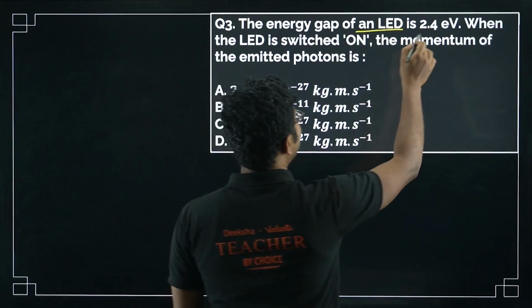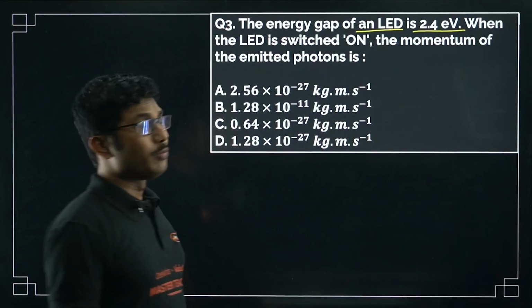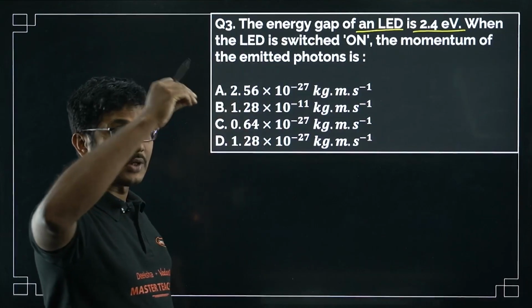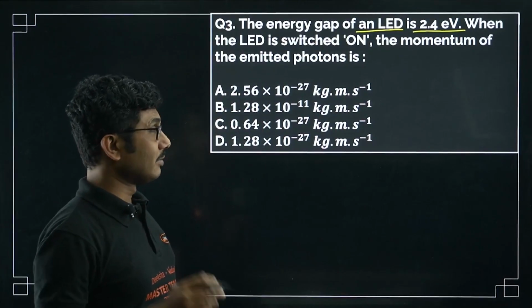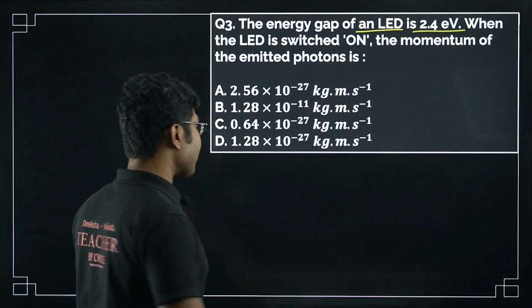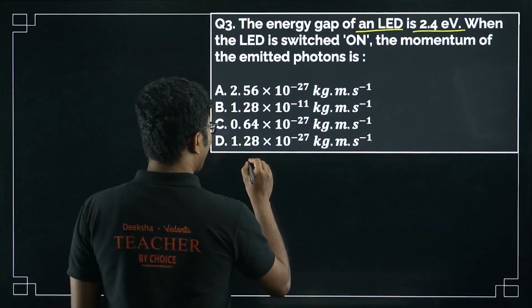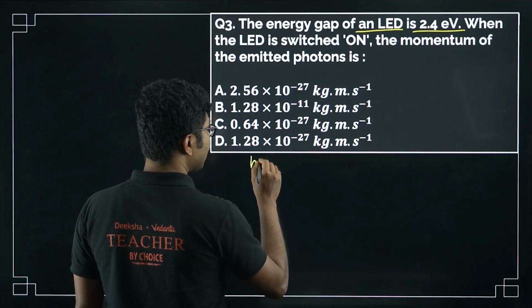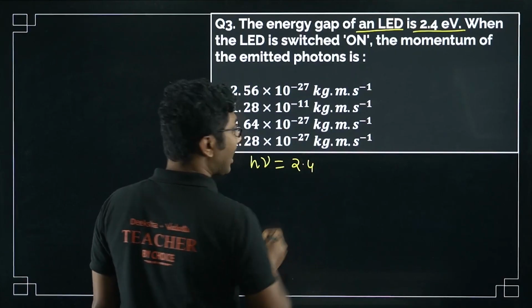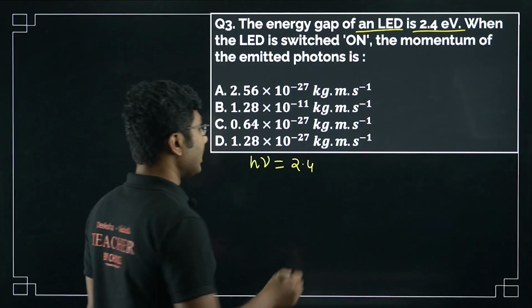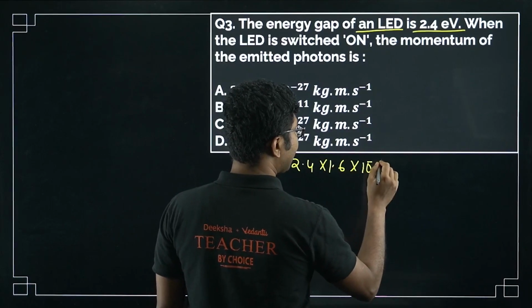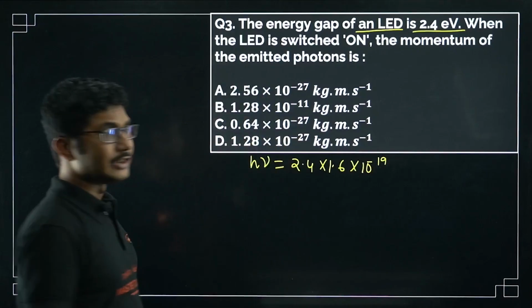So the energy gap is 2.4 eV. If an excited electron comes from the conduction band to the valence band, you will get that 2.4 eV energy out of the diode, right? So what is the energy? The formula for energy is h nu. h nu is equal to 2.4 eV. Now what is eV? eV to joule, how to convert? To convert it into joules you have to use 1.6 into 10 to the power of minus 19. Now this is the energy.